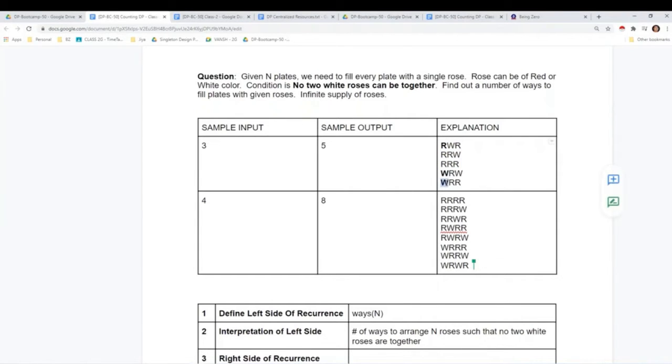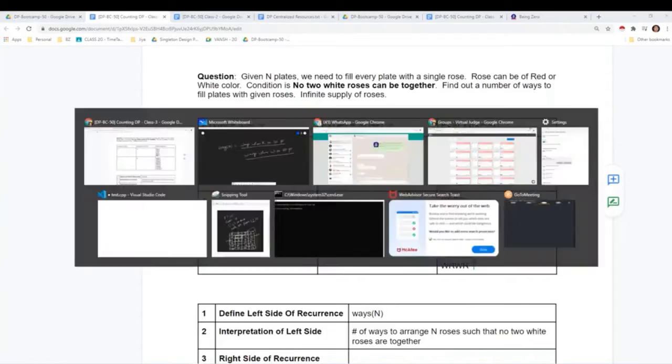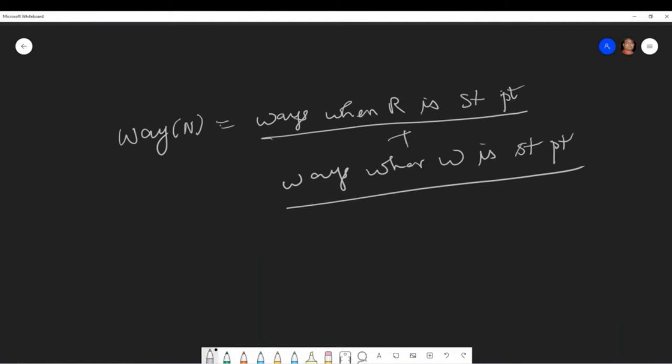Because everyone agrees with this, it will be a simple addition of: count how many patterns start with R, how many patterns start with W. Okay, fair. So it is the addition of those two. Now let's try to express this. How many patterns start with R? Let's try to express that as a subproblem, as a recursion.